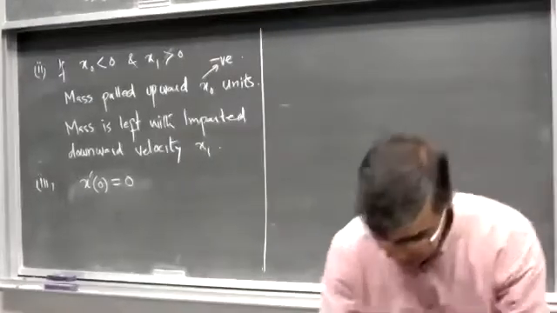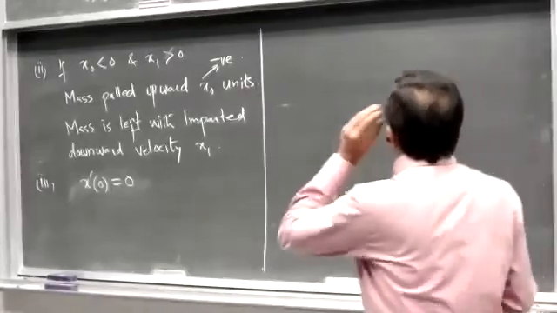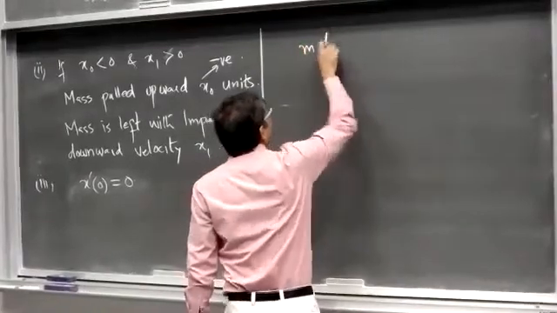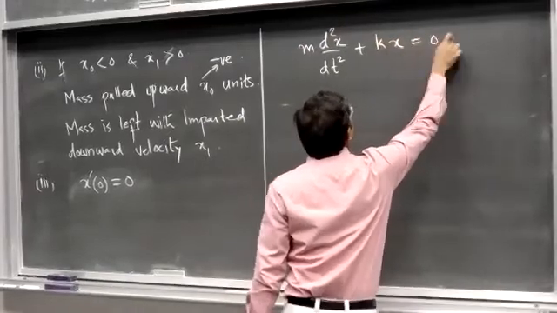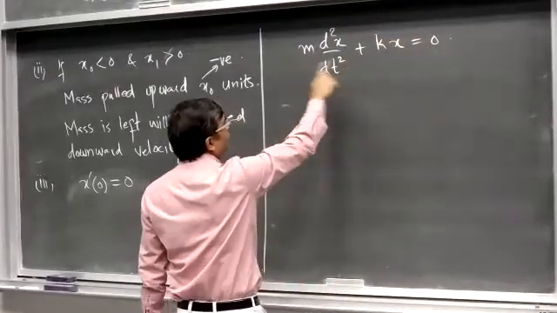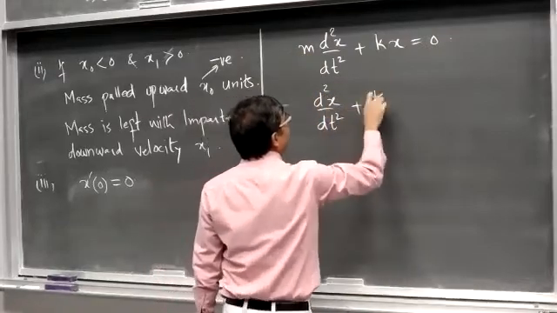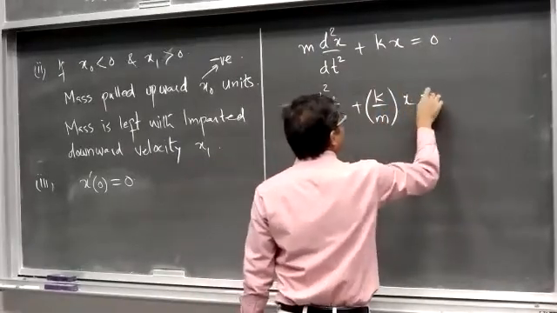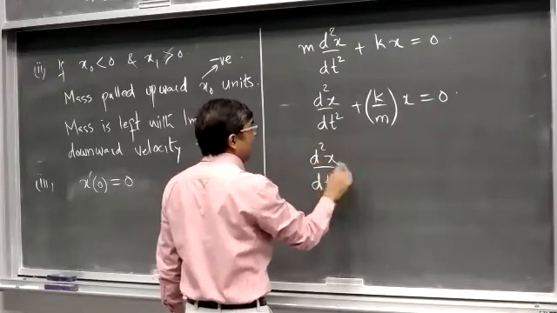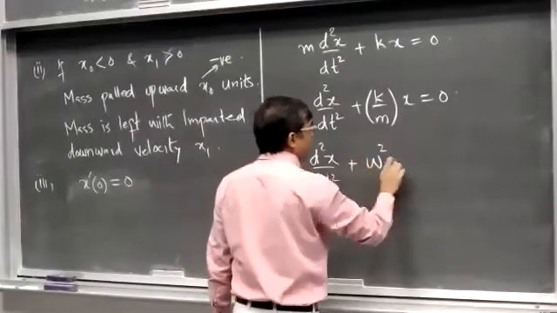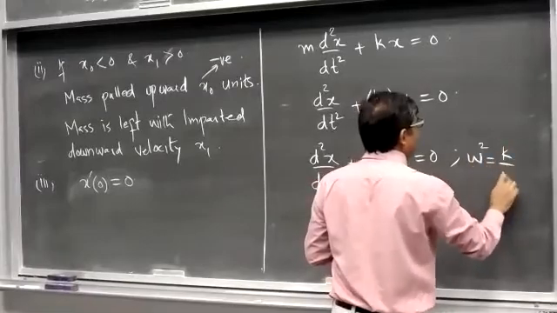For example, let me discuss the model again. m d square x by dt square, we can write this equation in this form, divide throughout on both sides with m, and we obtain d square x by dt square plus k divided by m times x is equal to 0. Now we assume that omega square is equal to k by m.